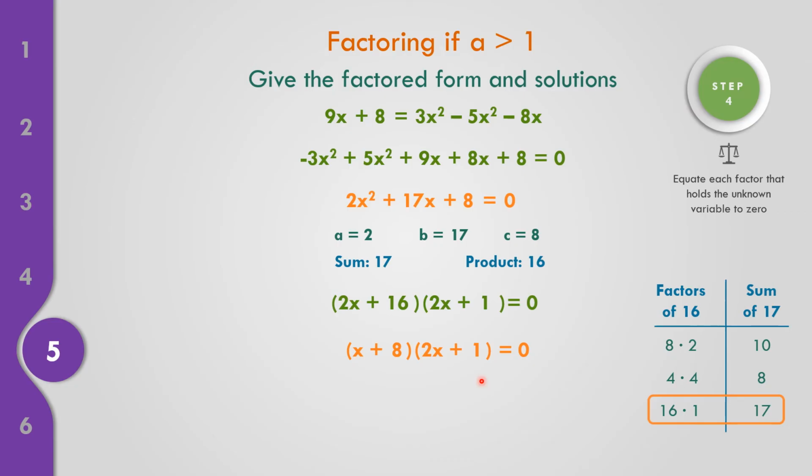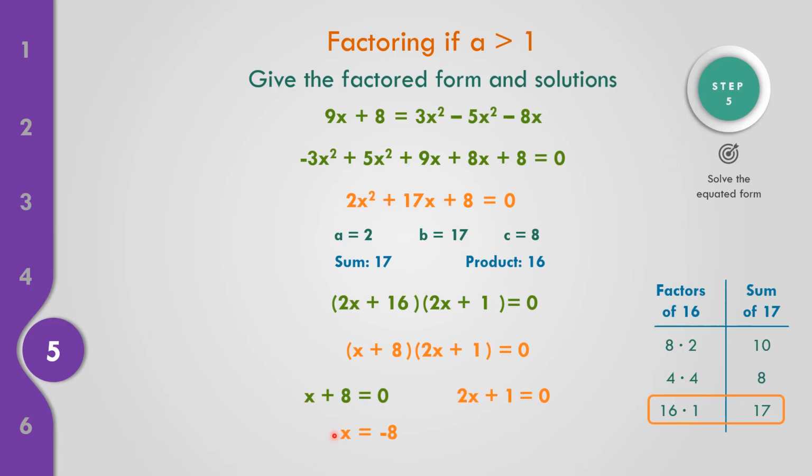How about step 4? Equate each factor that holds the unknown variable to 0. So the first value, x plus 8, is equal to 0. And then the second one, 2x plus 1, is equal to 0.